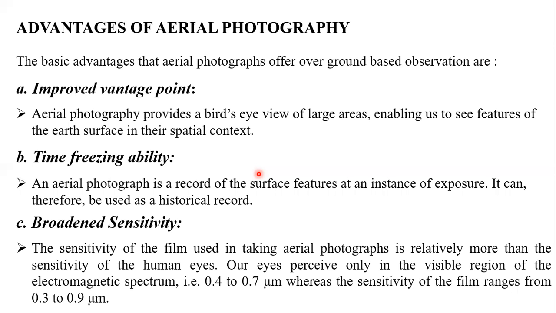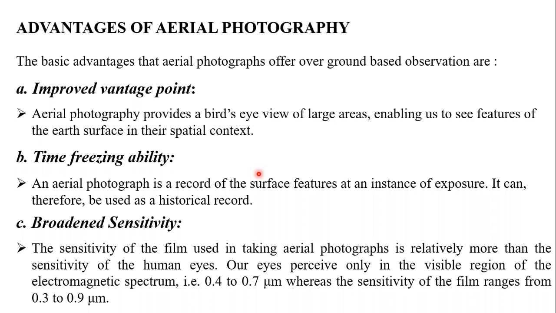And broad sensitivity. Sensitivity is very high, students. Our human eyes can see only up to one specific electromagnetic spectrum mode, that is the visual spectrum. What is the range of the visual spectrum? 0.4 to 0.7 micrometers. But cameras, where we use films, can go from 0.3 to 0.9 micrometers. So the broad sensitivity of cameras used particularly for aerial photography is very high compared with our human eye.